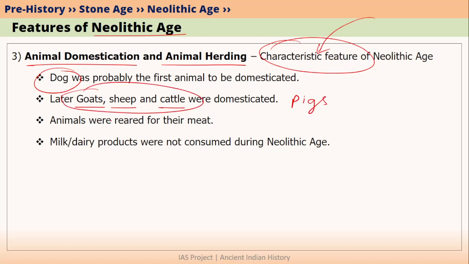All these animals were mainly domesticated for their meat, not for their milk, because in the Neolithic age, people did not consume milk from these animals. They only butchered them and ate that meat. But in the case of the Bronze Age, for example, in the case of Harappan culture, we have scientific evidence that people also consumed milk as well as dairy products. But this was not the case with Neolithic age people. Neolithic age people reared animals only for their meat, not for their milk.